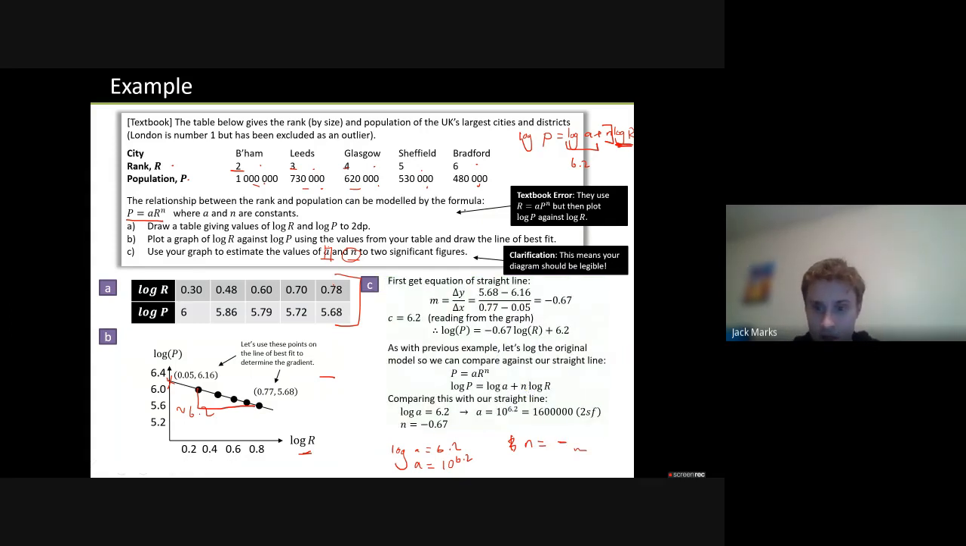Let's take a look. So the gradient from the graph, something like minus 2/3. Notice that's your n already. You don't need to do anything with it. N is just n. So there's nothing to do with that one there. The A, so yeah, down here, we said A is 10 to the power of 6.2, which is about this. So it's about 1.6 million. So just make it clear at the end that you've got your A and you've got your N.